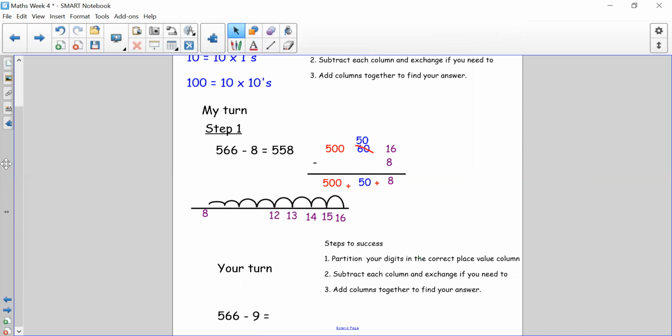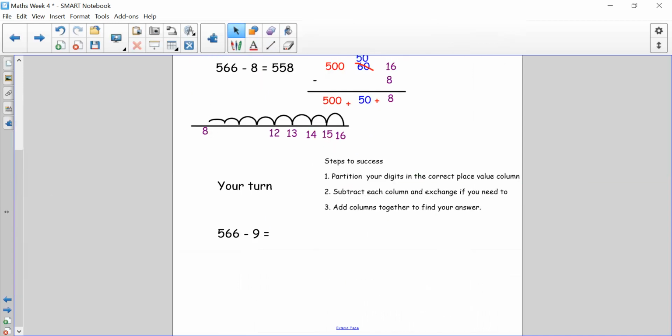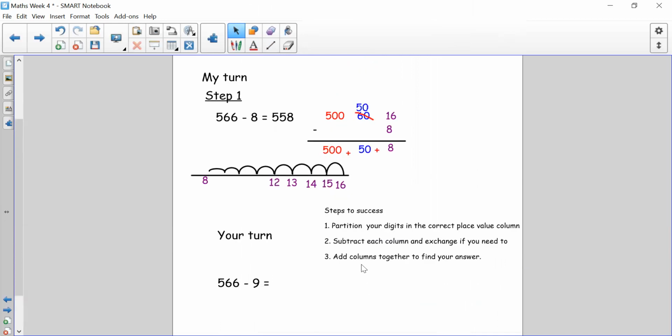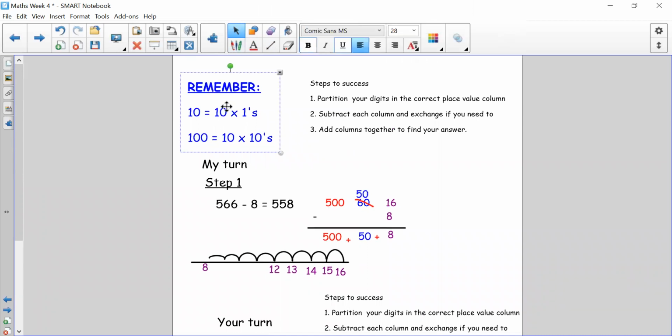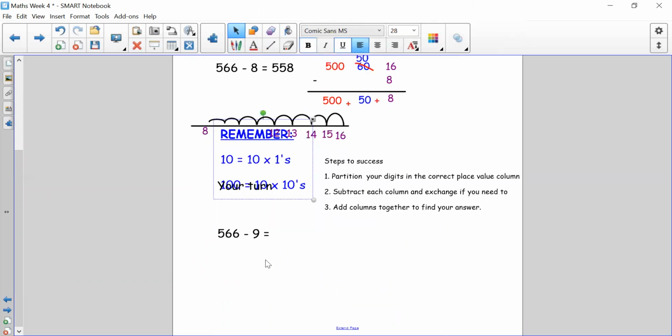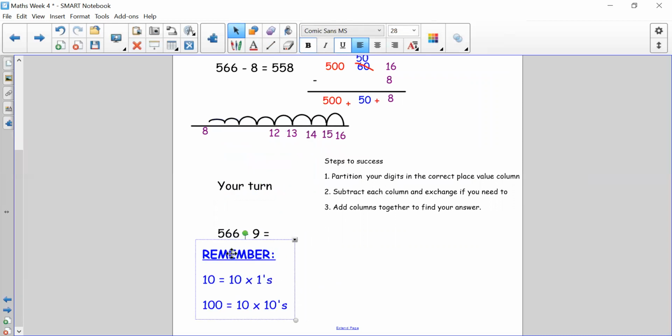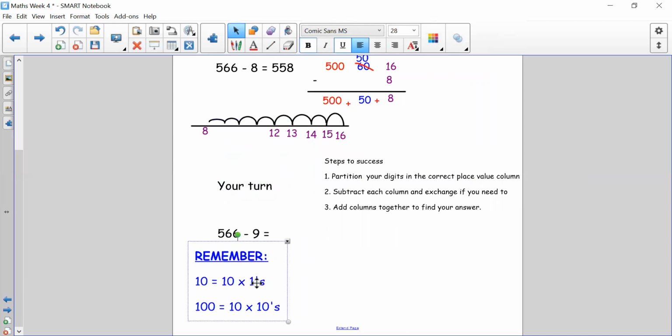Okay, your number sentence to have a go with is 566 take away 9. Remember, you need to partition your digits. You then need to subtract each column and exchange if you need to, remembering that if you need to exchange, you need to exchange 10 tens for 100 and 10 ones for ones. Okay, so there is your little key there to help you. Pause the video, have a go, and we will come back and mark it together.